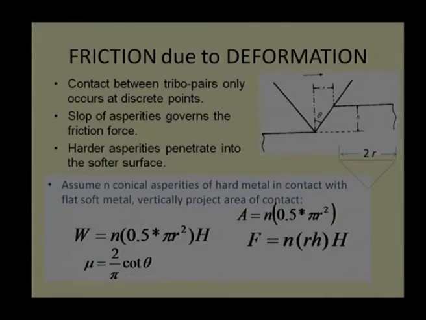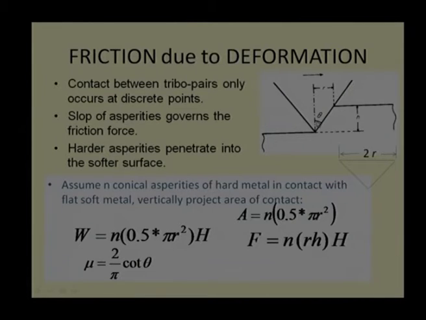Now, if I take an expression for mu, I assume mu is equal to F by W, that means friction force divided by W, so r h into capital H divided by n into 0.5 into pi r square into h, right. So, what will happen? Some terms will be cancelled out, and the expression of cot theta will come. This theta is known. We know the depth, we know r, so we can find cot theta in terms of h and r. So, the coefficient of friction can be expressed as 2 divided by pi, which is roughly 0.5 since pi is roughly 3 point something, into cot theta. Based on the cone angle, based on this theta angle, we can find out what the coefficient of friction will be.